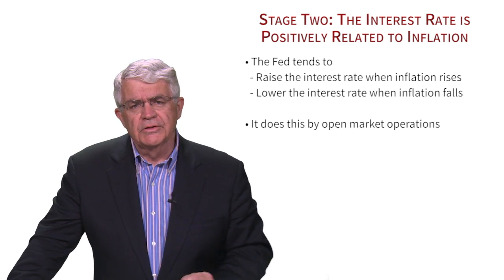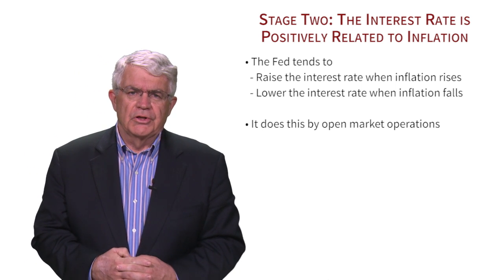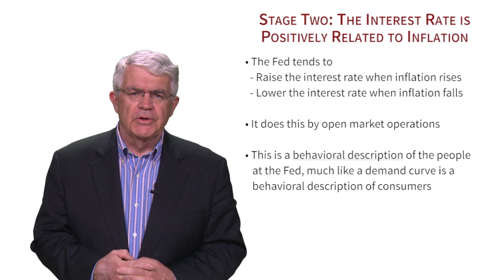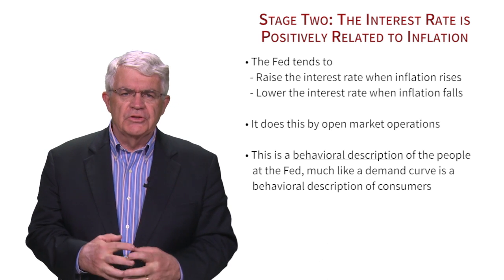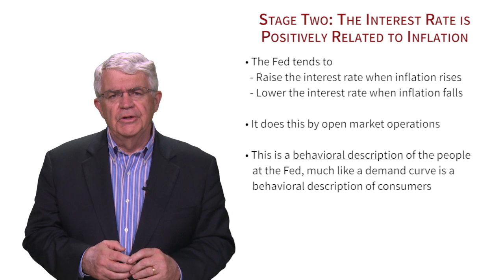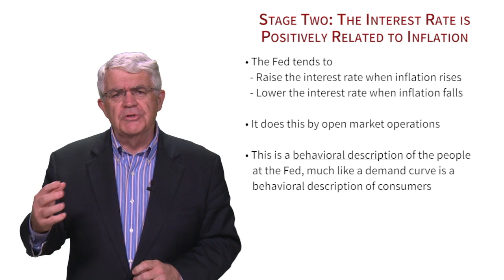So in this way, and this is one of the mechanisms by which the Fed tries to adjust the interest rate. When we think about this relationship and what the Fed's doing, you should think of it as a behavioral description of what the people at the Fed do, the chair of the Fed and the other people on the Federal Open Market Committee. It's a description of their behavior.